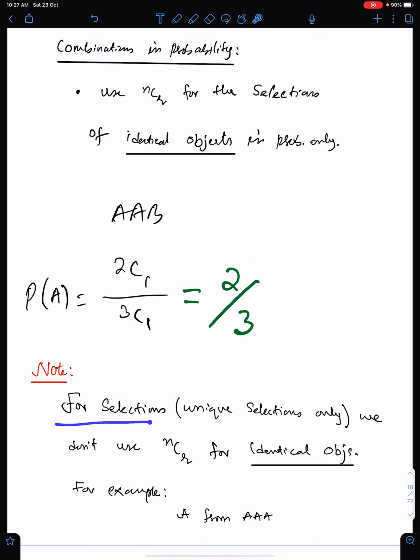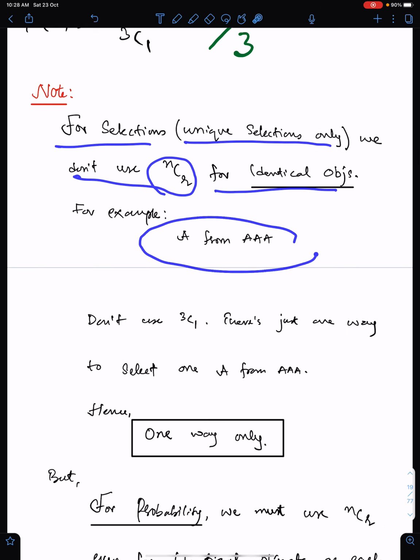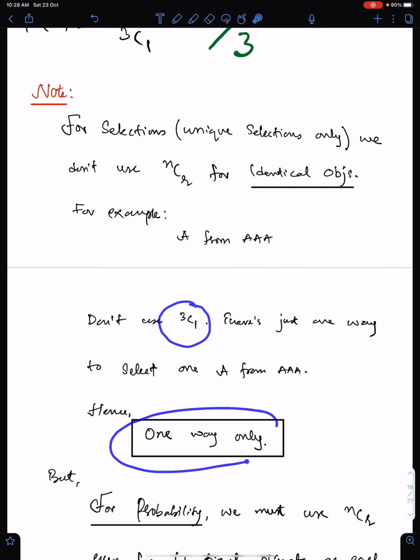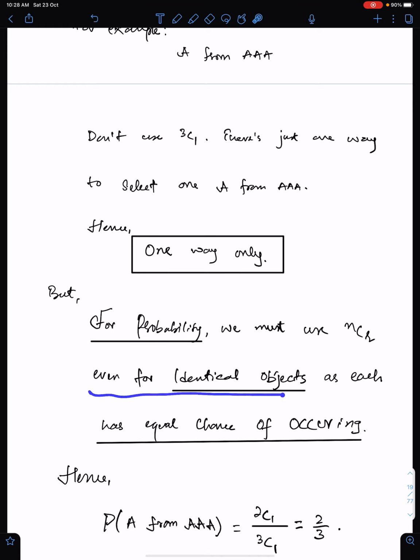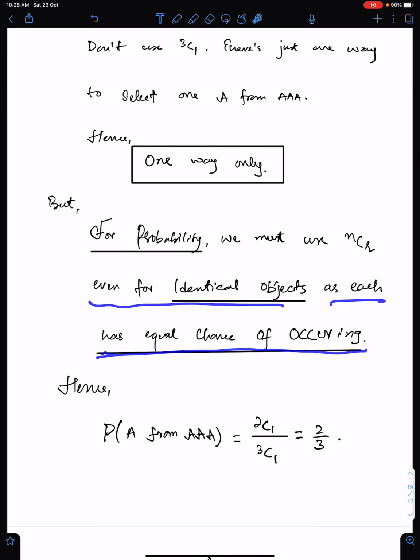So for unique selections only, we do not use NCR for identical objects. If we need 1A from 3A's, we cannot write 3C1. There is just one way. But for probability, we must use NCR, even for identical objects, as each has equal chance of occurring. For example, 1A from 3A's. So 2C1 over 3C1, 2 upon 3.